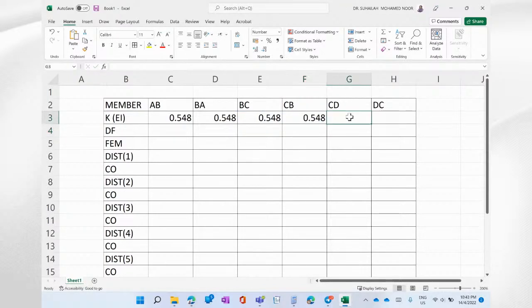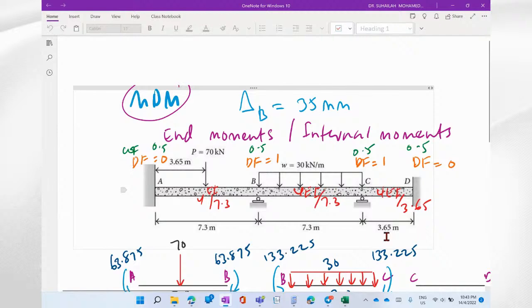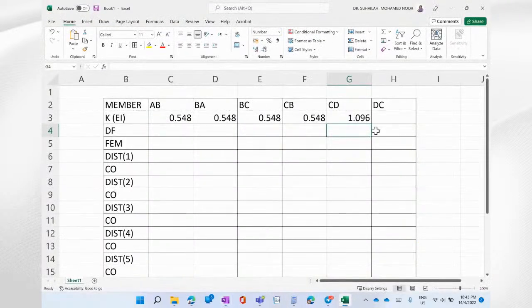Okay, and this one is 4 divided by 3.65. Okay, you can check back. 3.65. Okay, that is the correct one.